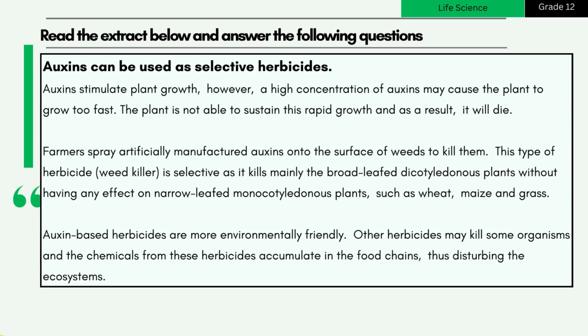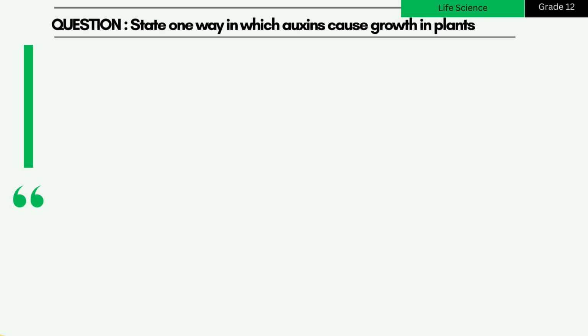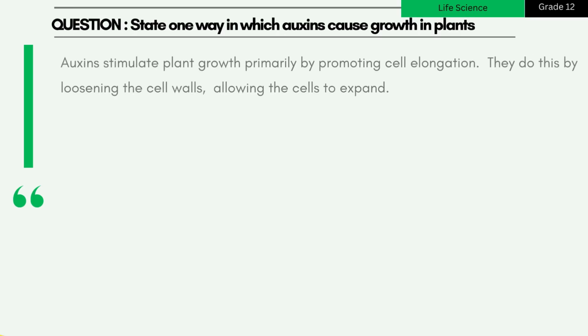This type of herbicide, weed killer, is selective, as it kills mainly the broad-leafed dicotyledonous plants without having any effect on narrow-leafed monocotyledonous plants, such as wheat, maize and grass. Auxin-based herbicides are more environmentally friendly. Other herbicides may kill some organisms, and the chemicals from these herbicides accumulate in the food chains, thus disturbing the ecosystems.